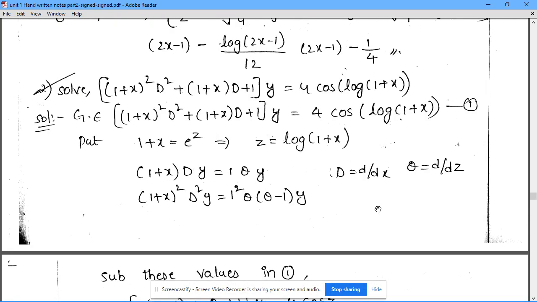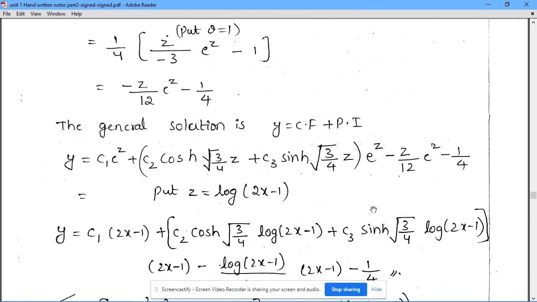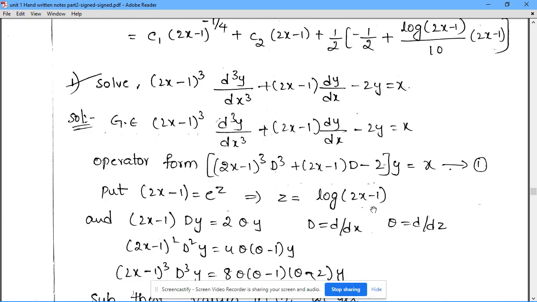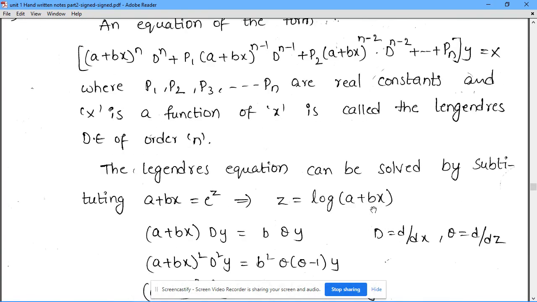If we know how to solve the Cauchy-Euler equation, then it will be very easy to solve the Legendre's equation. Once again, the Legendre's equation general form is (a plus bx) whole power n d power n y plus p1 (a plus bx) whole power n minus 1 d power n minus 1 y and so on plus pn y is equal to capital X. Here we replace a plus bx as e power z, so that z is log of a plus bx, and (a plus bx) dy is b theta y.